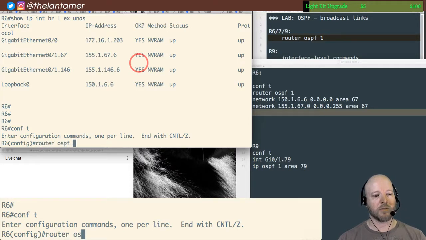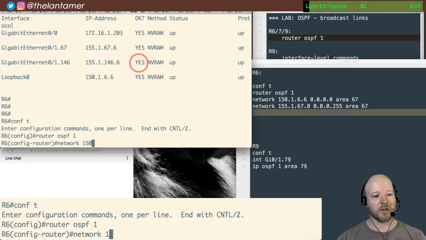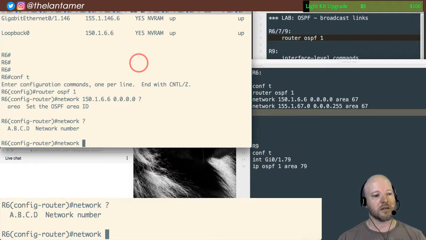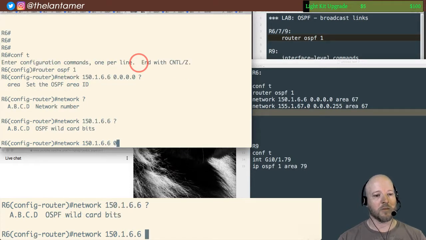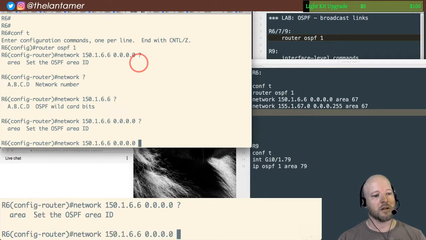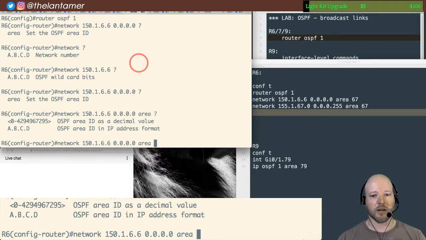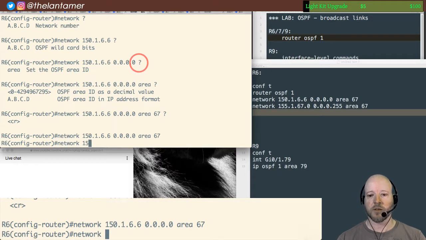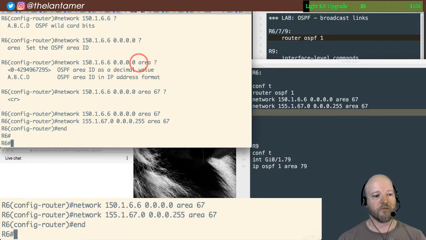So router OSPF 1, network 150.1.6.6. Let's just look at our commands here. Network, and then network number, and then wildcard bits, area. We have to type the word area, and then of course this is going to be area 67. Not much to that. Network 155.1.67.0, area 67. Okay.